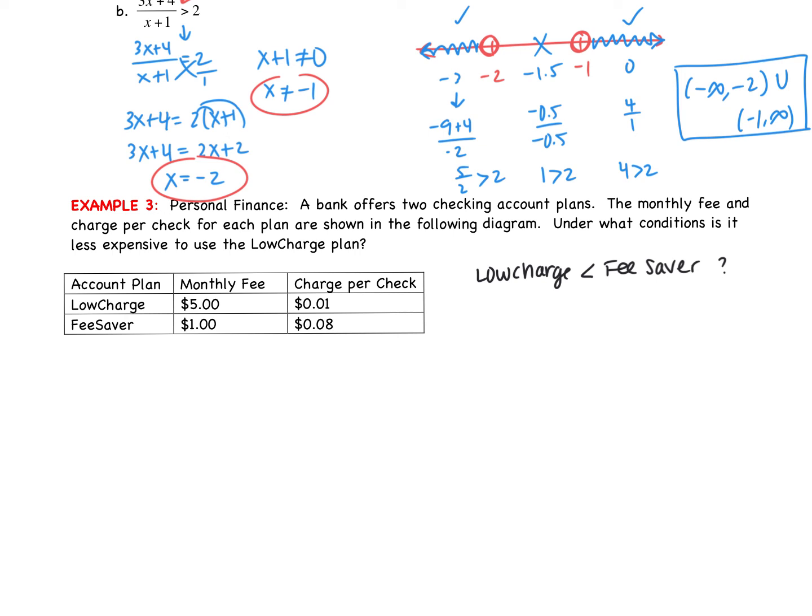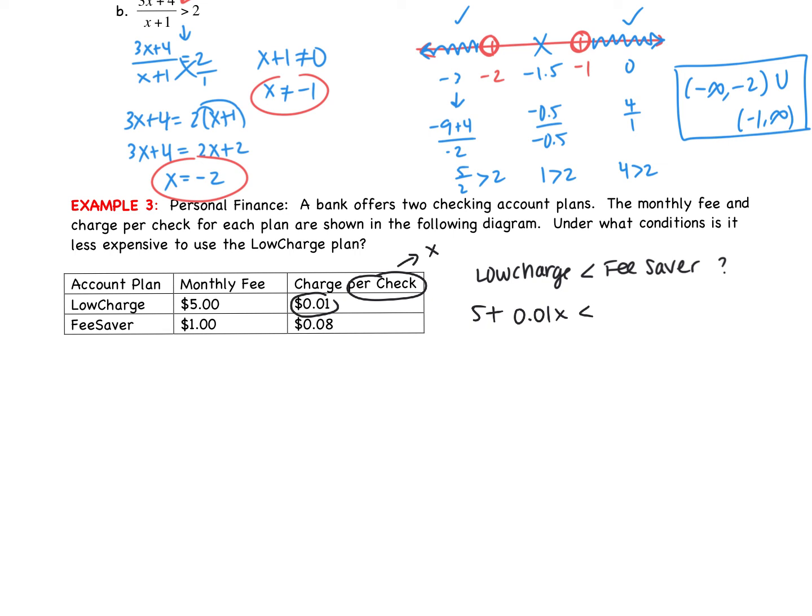Okay, so you're going to notice for both plans you have a monthly fee of some kind and you have a charge per check. Here's how that's going to work. For the low charge plan, we are going to be charged $5 per month no matter what. But then we're going to be charged 1 cent per check. Well, we don't know how many checks we're going to write, so let's call that X. So we're going to be charged $5 a month plus 0.01X. So that means 1 cent per check.